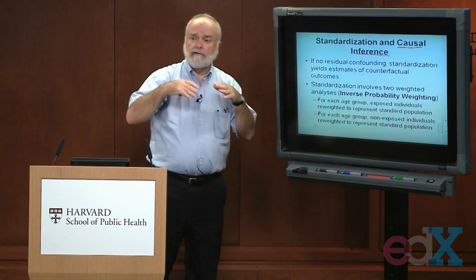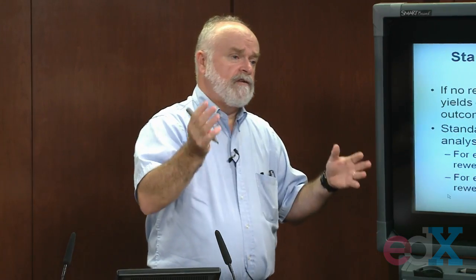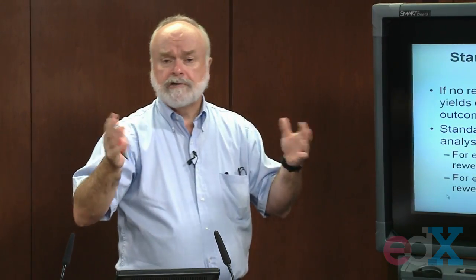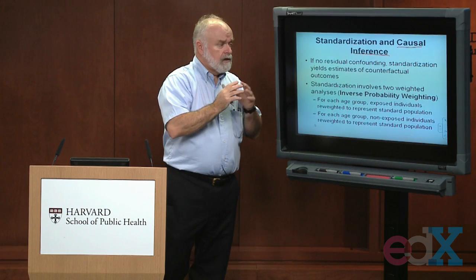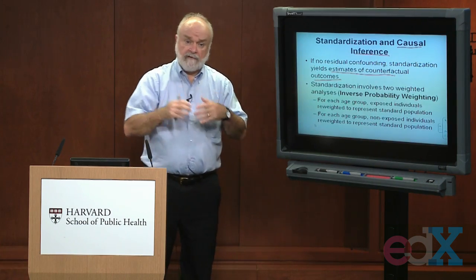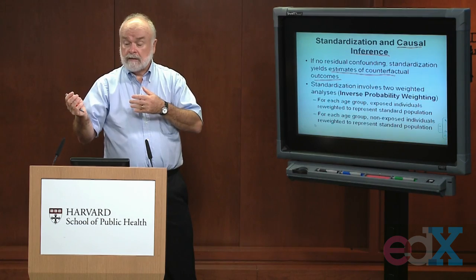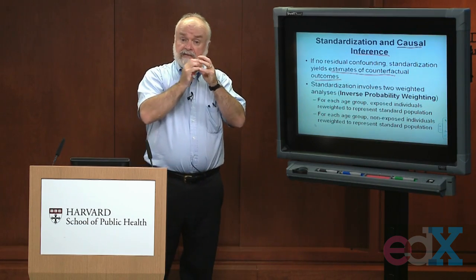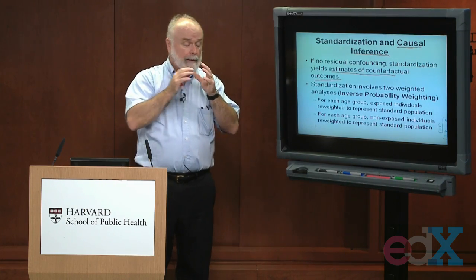If you have no other confounding factor, and you're standardizing, say, by age, if no other factors like sex or blood pressure are confounders in your data set, then when you standardize, what you're really getting are estimates of counterfactual outcomes. What would happen in the standard population if everyone had the exposure, and then again when no one had the exposure? So standardization is linked to this notion of counterfactuals, linked to this notion of causal inference.